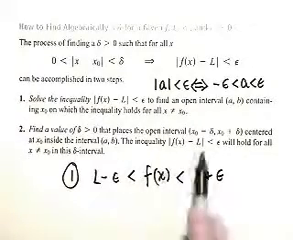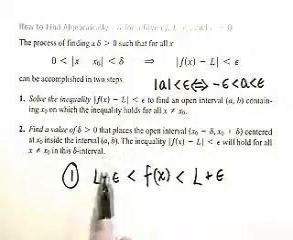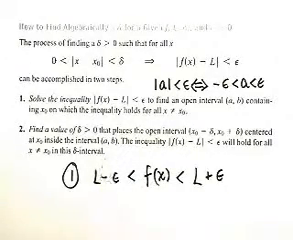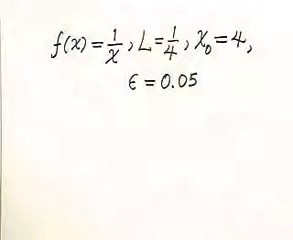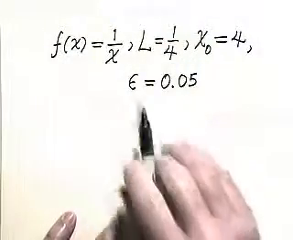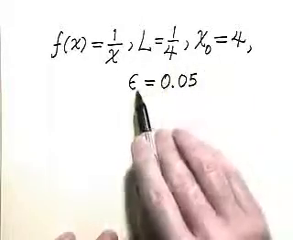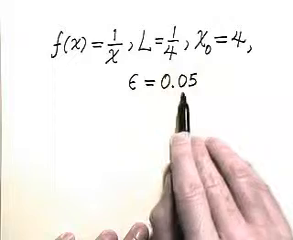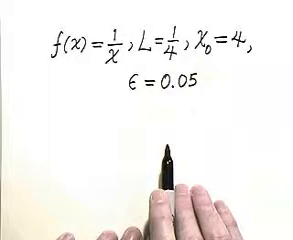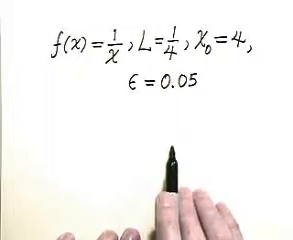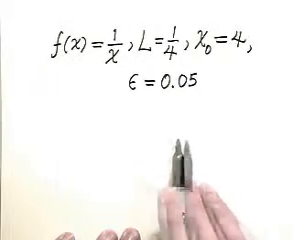Now we're going to begin with a problem where epsilon is given and the function is given, and we have to find the delta. Suppose f of x equals 1 over x, L is 1/4, x naught equals 4, and epsilon is equal to 0.05. What we want to do is first find an open interval about x naught on which the inequality absolute value of f of x minus L less than epsilon holds. So that's our first step. We want to solve that.